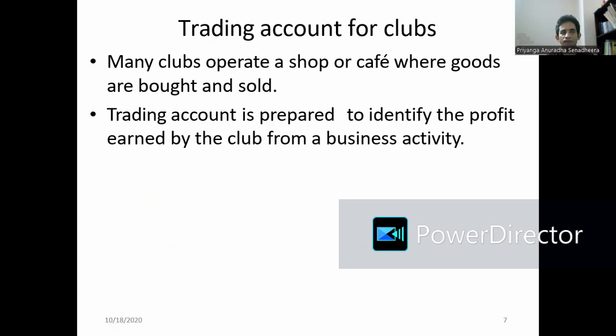Sometimes inside the club there can be businesses, something like a cafe or cafeteria. Sometimes some shops can be there. So these organizations have to earn profits. So that's an income again, receipts again, or mainly income for the club. So they have to earn profits. Therefore, we have to prepare a trading account and calculate the profit from that cafeteria or shop.